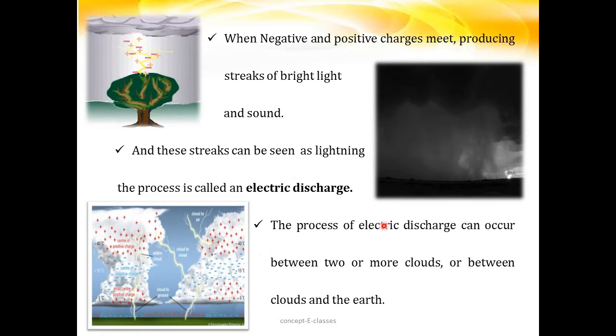Now the process of electric discharge or lightning can occur between 2 or more clouds or between clouds and the earth, as there is positive and negative charge inside the cloud itself as well as the earth.